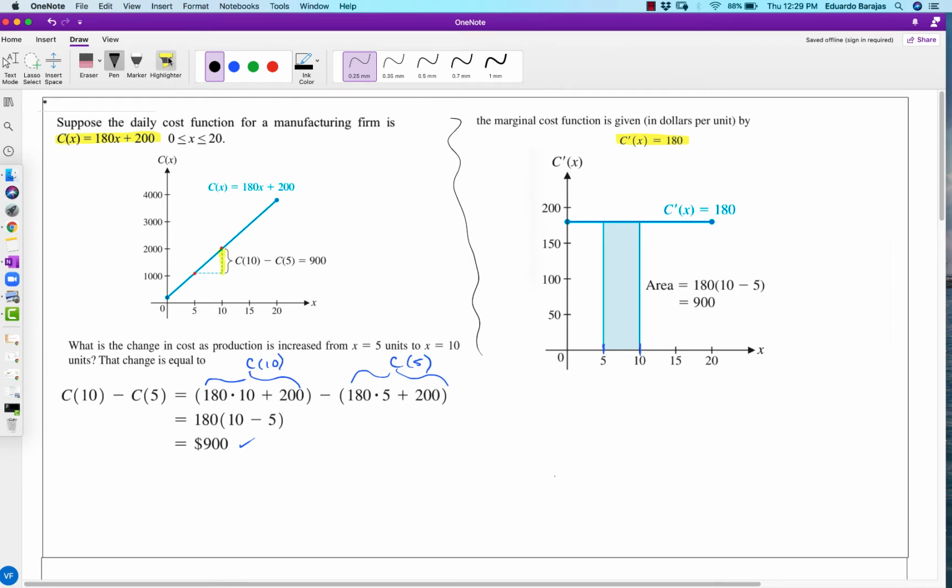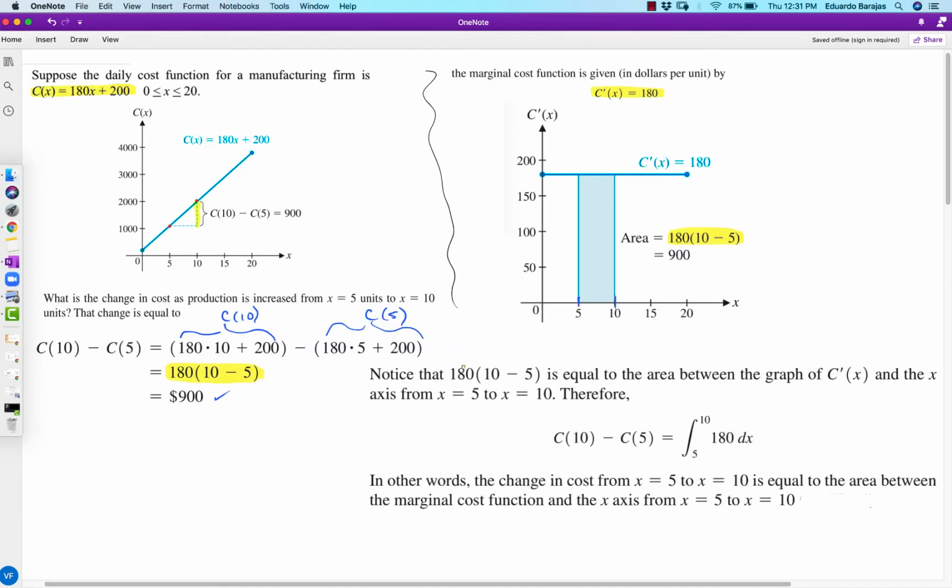Notice that when we were doing it this way, this right here is exactly the same as this right here. The same calculation, 180 times 10 minus 5. So the 180 times 10 minus 5 is equal to the area between the graph of c prime of x and the x-axis from 5 to 10. That would be this area, which is equal to this over here when we were doing this calculation, which means it's equal to this. So this is how we connect them.